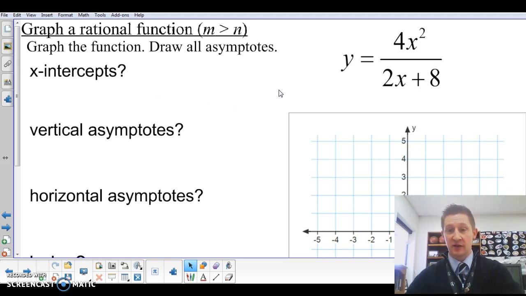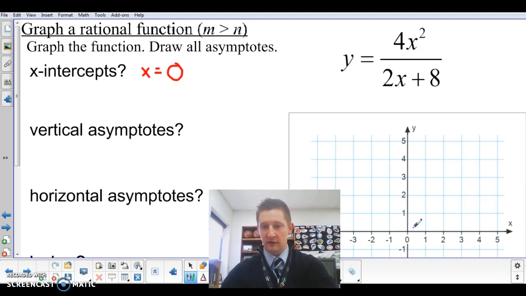Now remember that the x-intercepts are going to take place wherever the numerator is equal to 0. So what makes 4x squared equal 0? 0 would. So that means that I have an x-intercept at 0. Okay, so when I plug in 0, I get 0. So (0, 0) is going to be a point that's on my graph.